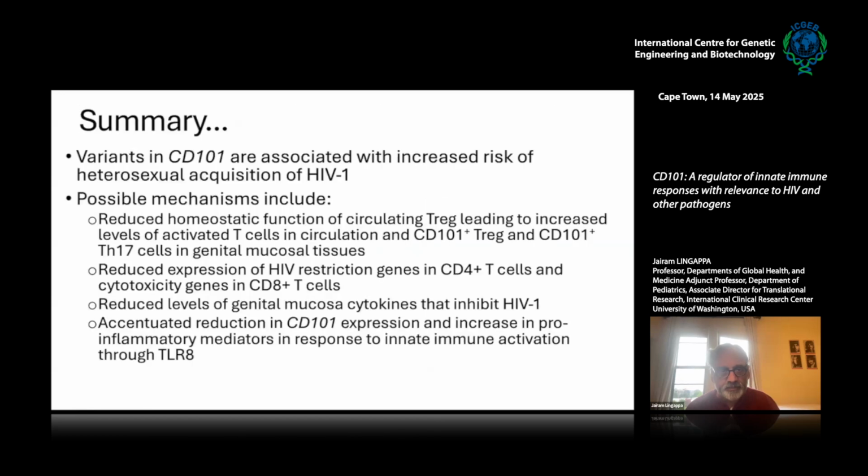So, finally, to tie up, I would summarize by saying that variants in CD101 are associated with increased risk of heterosexually acquired HIV, and that the mechanisms may include homeostatic function of regulatory T cells, leading to increased levels of activated T cells in circulation, as well as CD101 positive regulatory T cells and CD101 positive Th17 cells in the genital mucosal tissues, reduced expression of HIV restriction genes in CD4 positive T cells and cytotoxicity genes in CD8 positive T cells, and reduced level of genital mucosal cytokines inhibiting HIV, as well as an accentuated reduction in CD101 expression and increase in pro-inflammatory mediators in response to innate immune activation through TLR8.